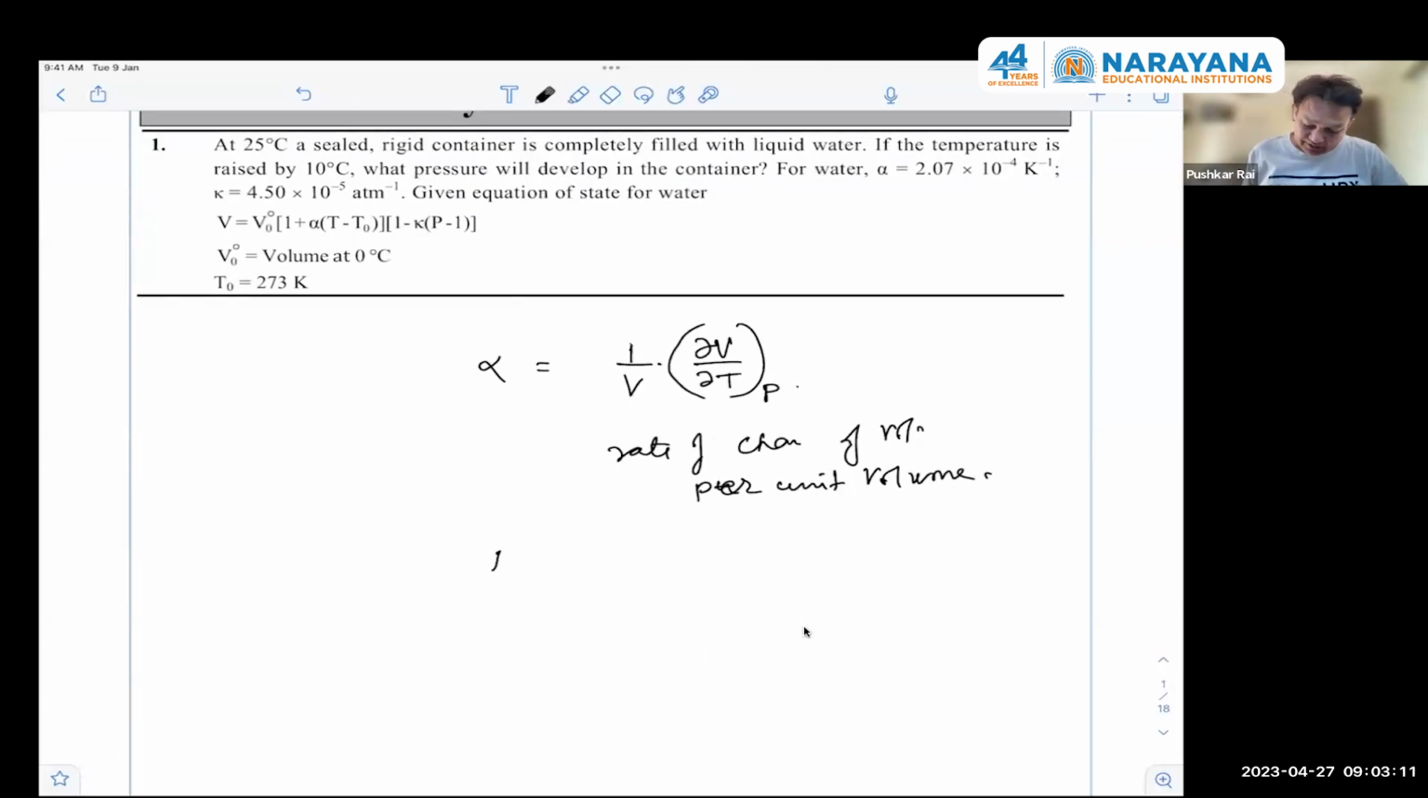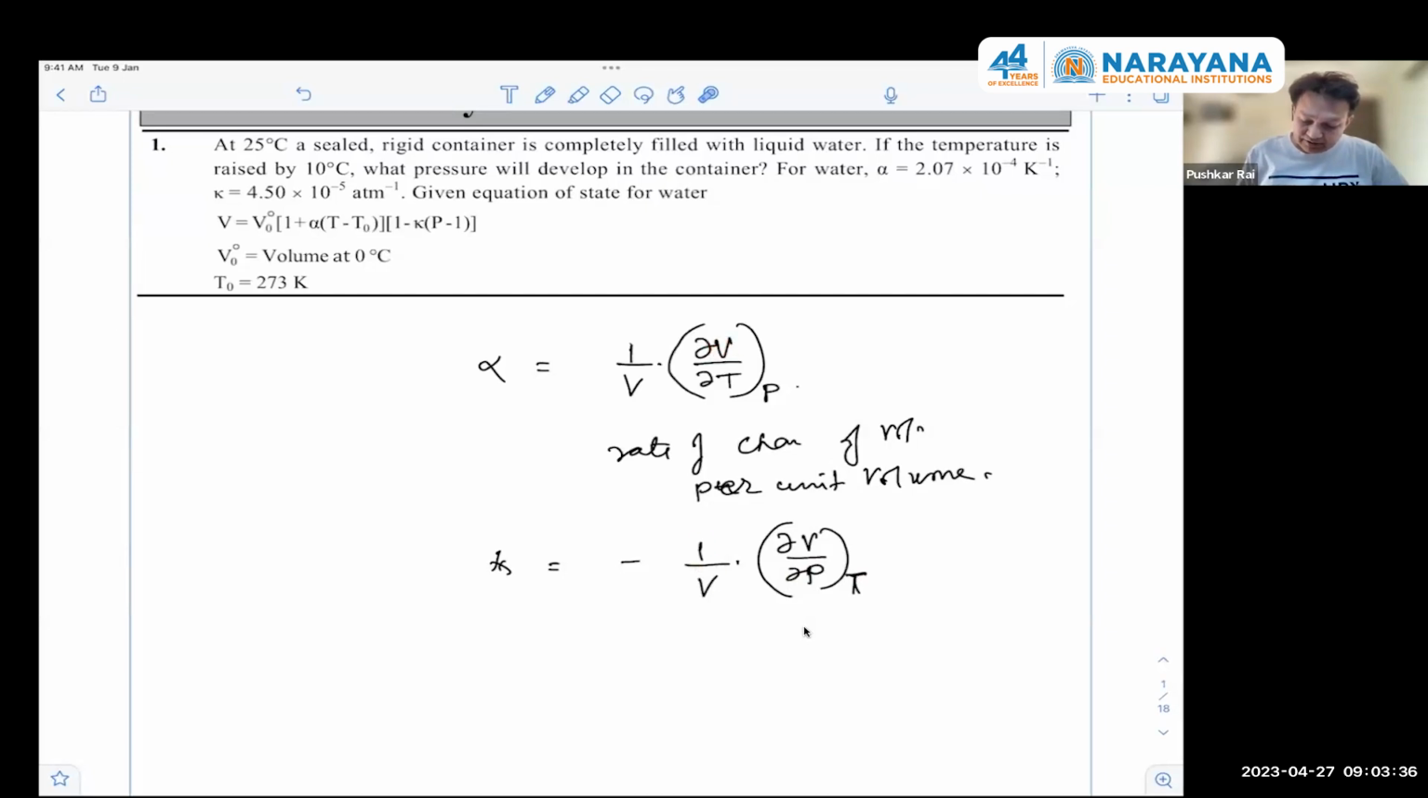And what is this K? This is minus 1 by V, del V by del P at constant T. We call it isothermal compressibility. Why isothermal? See this, temperature is constant. So isothermal, rate of change of volume with pressure. What is this? Compression. So this is isothermal compressibility.